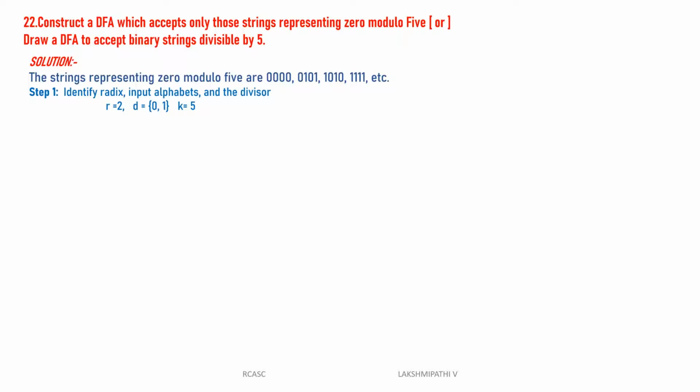Now we are considering R, we are considering 0 and 1, then K is 5. The 5 is already given. Here we are taking R is equal to the radix because of the binary number system. Then D is equal to 0, 1. Why are we taking 0, 1? Because we take the binary number system. Because of that reason we are taking 0, 1. Then go to step 2.